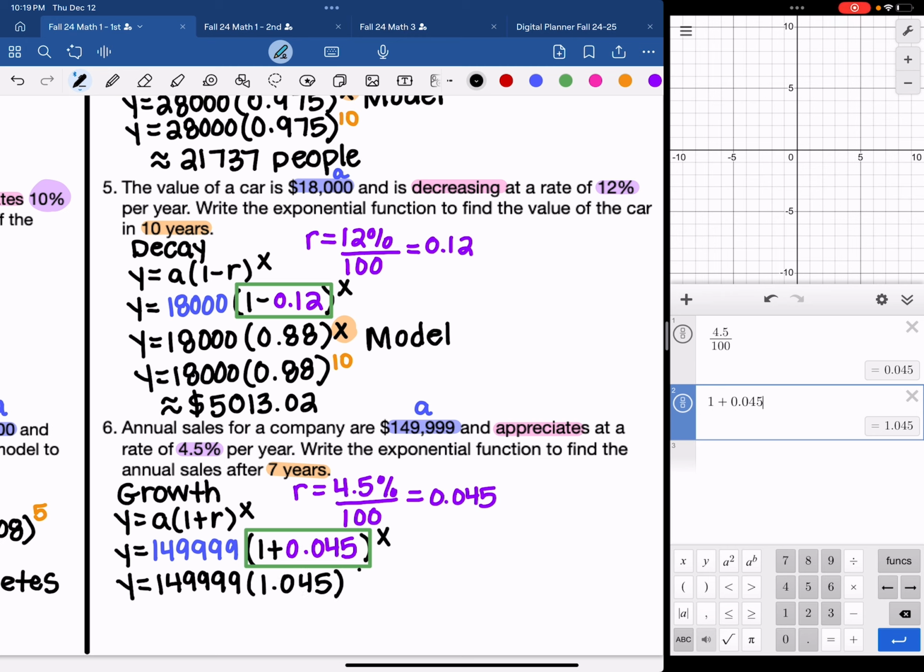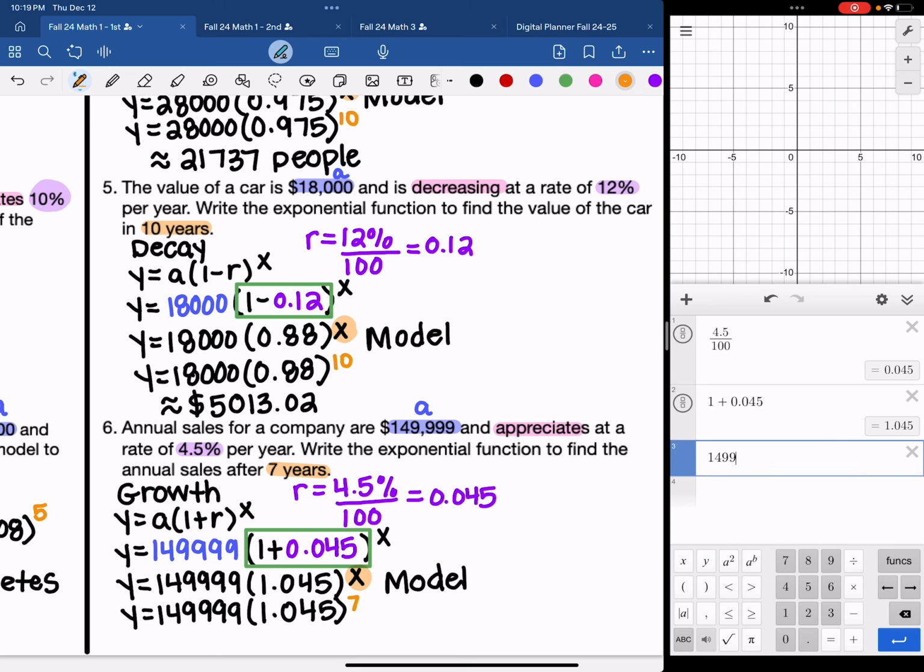Now, that's going to represent our model. Now, we want to use the model, and we're going to substitute in our x value, 7 years. So if I substitute in 7 years, I'm going to calculate that into decimals after I substitute that 7 years in to get our answer. So we have 149,999 times 1.045. We're going to raise that to 7.